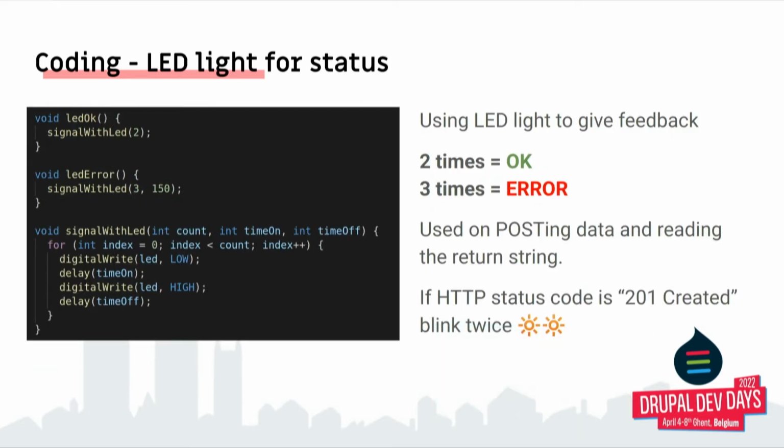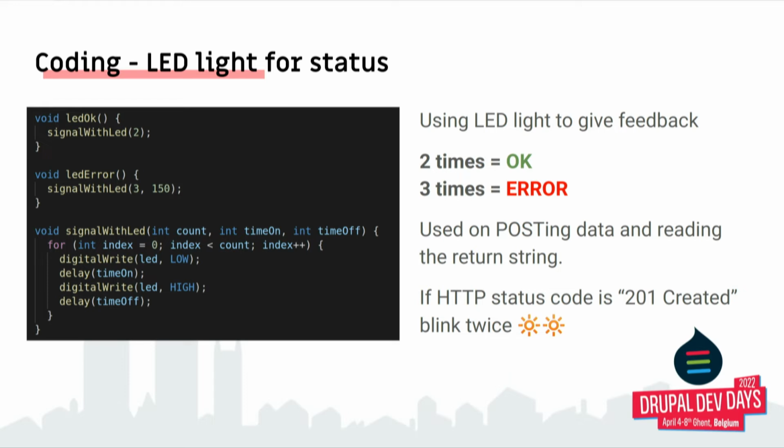The LED light, very simple functions. Signal with LED is where you can see, I'll just describe briefly, the digital write, what it does. So whenever you decide to put something on, you go with low, and then when you want to turn something off, you go with high. So the LED variable here is defined in the variable section on top of the code.